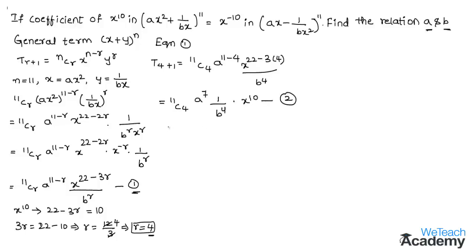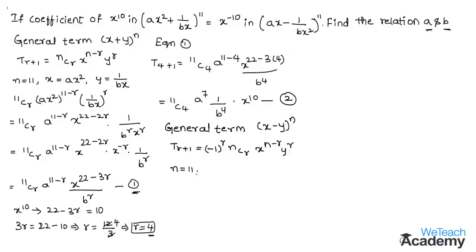And now let us find the coefficient of x power minus 10 in the expansion of (ax minus 1 by bx square) whole power 11. So we know that the general term in the expansion of (x minus y) whole power n is given by t(r+1) is equal to minus 1 whole power r nCr into x power n minus r into y power r. So by comparing the given binomial expression with (x minus y) whole power n, we get the values for n as 11, x as ax and y as 1 by bx square.